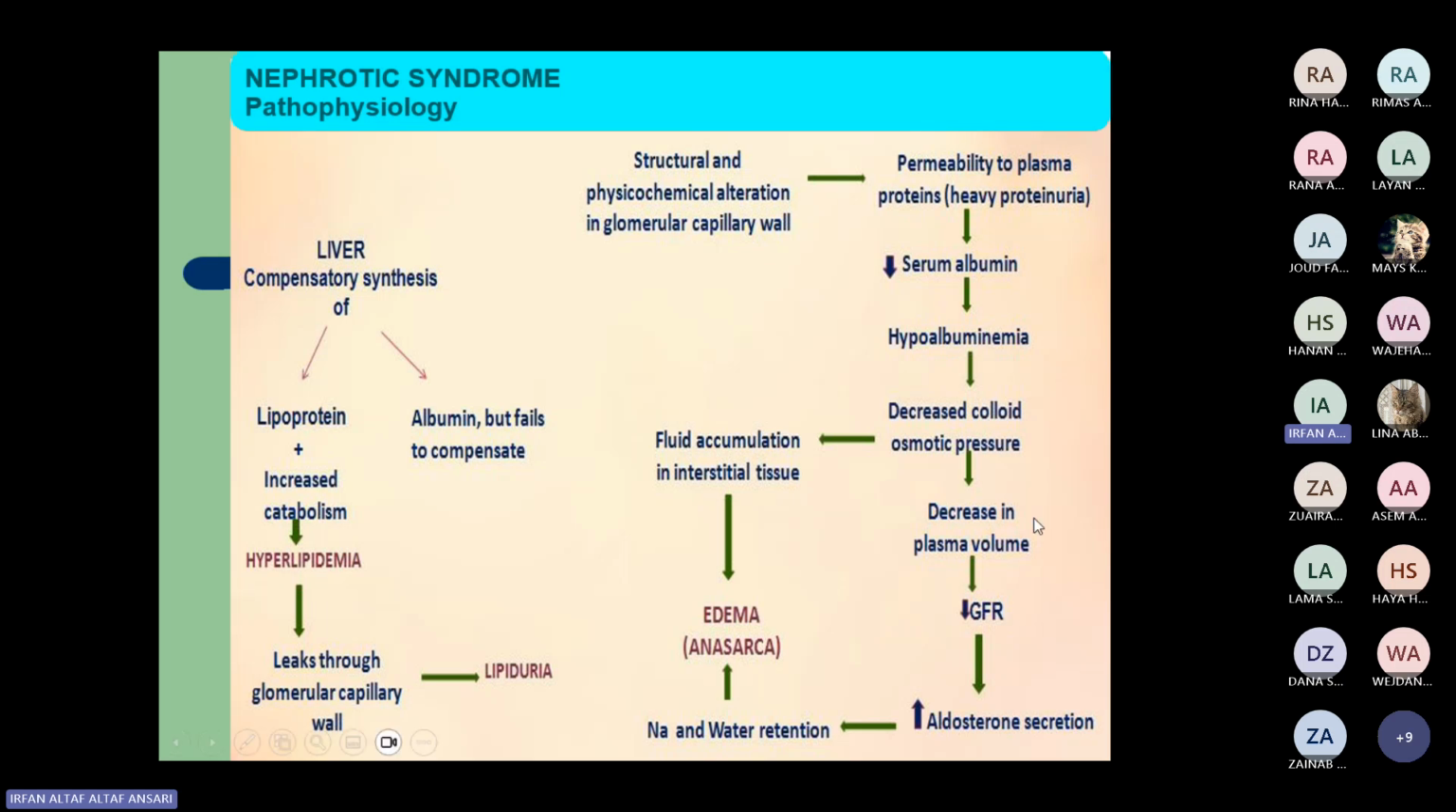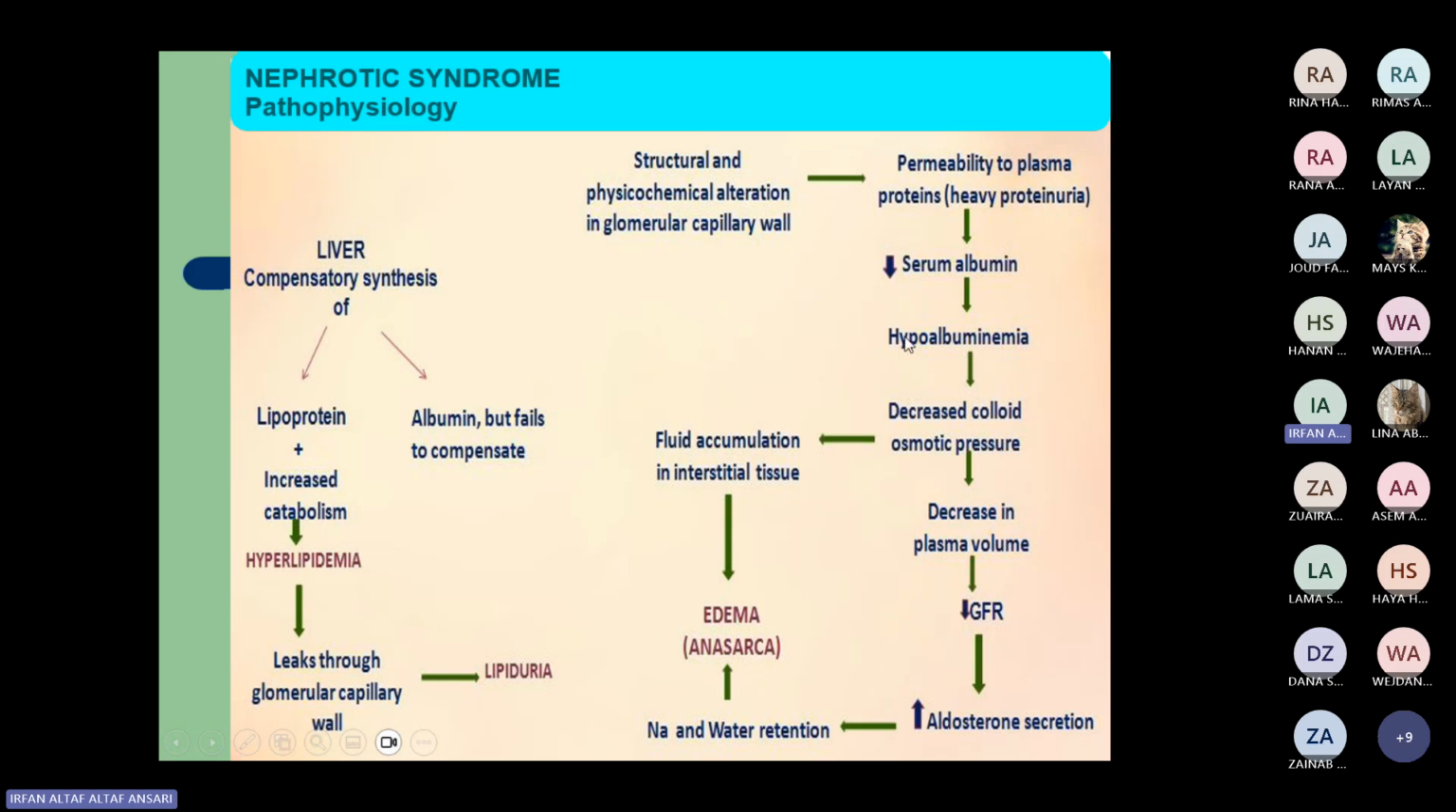Whenever there is a structural and physiochemical alteration in the glomerular capillary wall, there is increased permeability to the plasma protein that will lead to the heavy proteinuria, which in turn leads to the decreased serum albumin, that will lead to the hypoalbuminemia. This hypoalbuminemia will cause decreased colloid osmotic pressure, decrease in the plasma volume, decrease in the glomerular filtration rate. With this compensatory, there is increased aldosterone secretion that will also lead to the increased sodium and water retention. Decreased colloid pressure also will lead to the fluid accumulation in the interstitial spaces that will lead to the edema and the generalized edema known as anasarca.